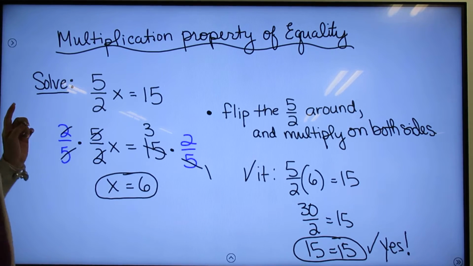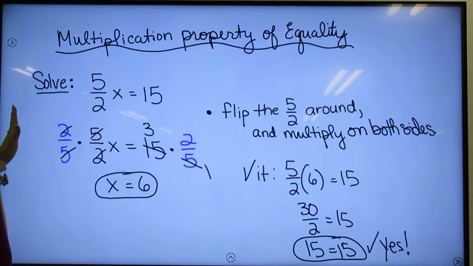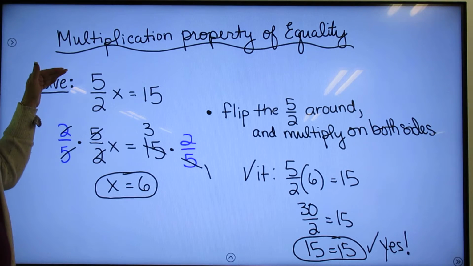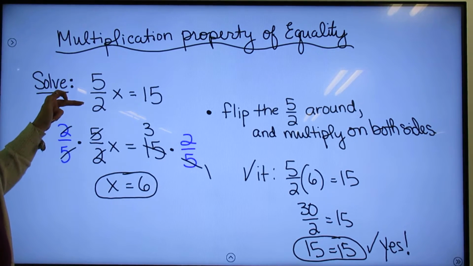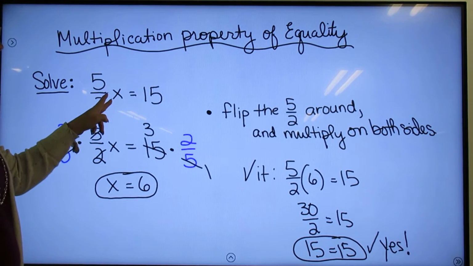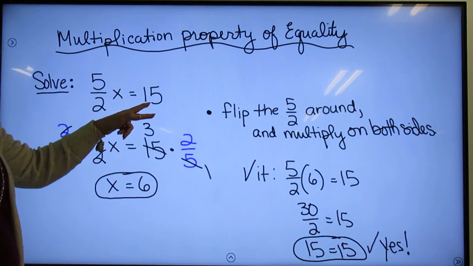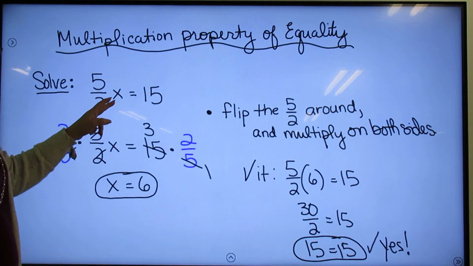All right, today we're going to talk about the multiplication property of equality. What I have here is a problem that says 5/2 times x equals 15. You have to find out what times 5 halves equals 15. That's what the x is, the unknown.